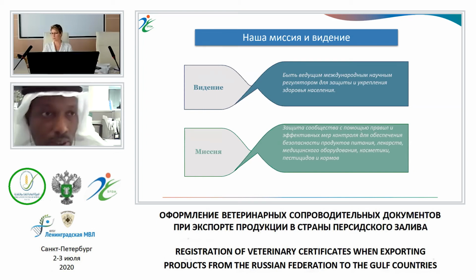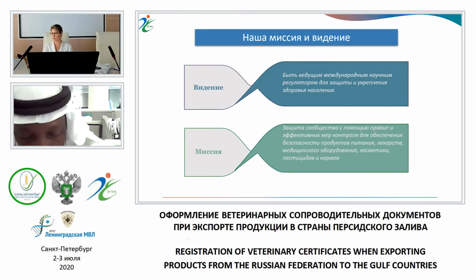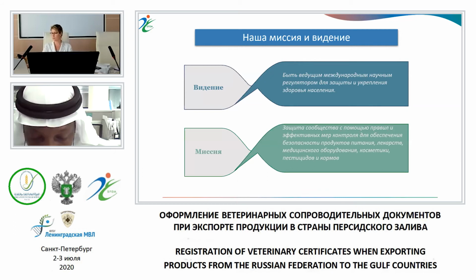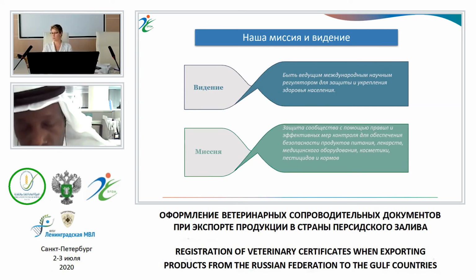Now we see our mission and vision. Our vision is to be a leading international science-based regulator to protect and promote public health. And our mission is protecting the community through regulation and effective control to ensure the safety of food, drugs, medical devices, cosmetics, pesticides, and feed. This is our mission and our vision. Next slide, please.